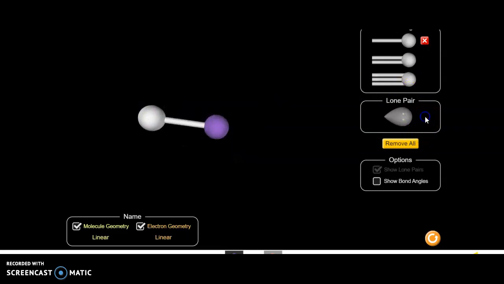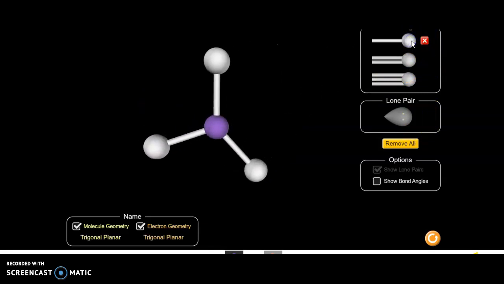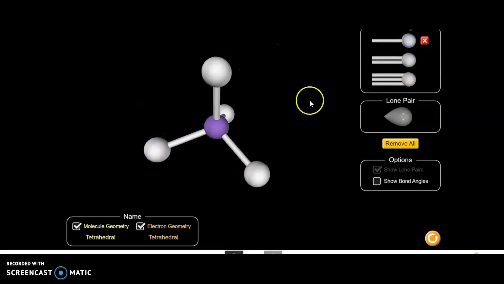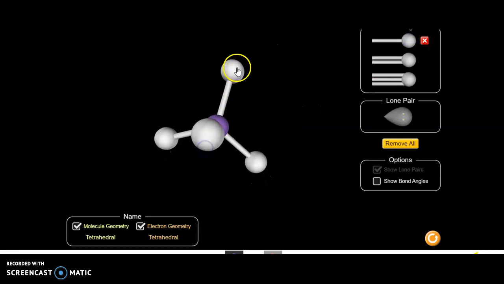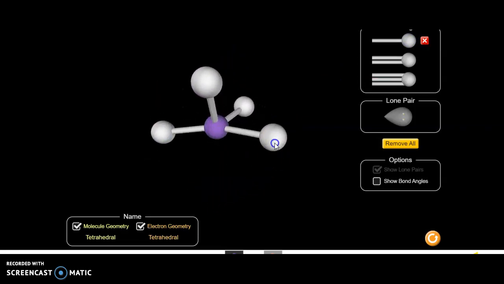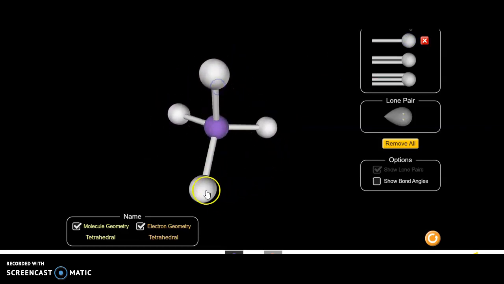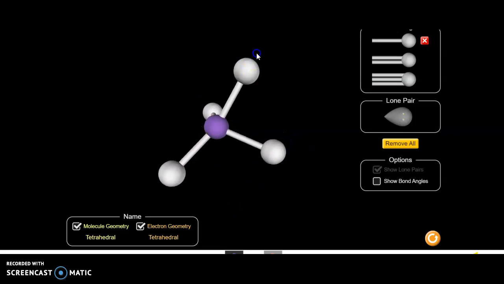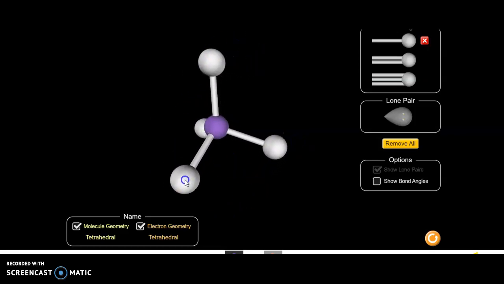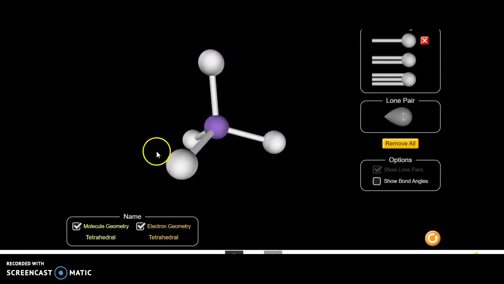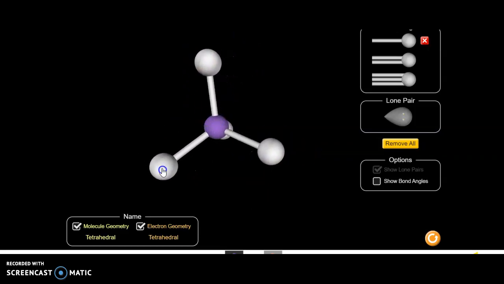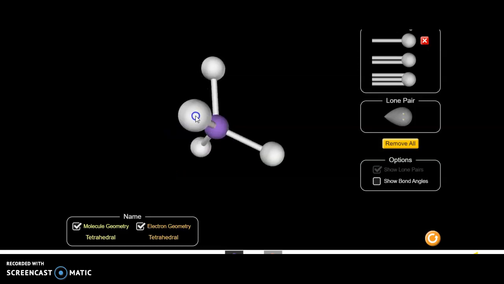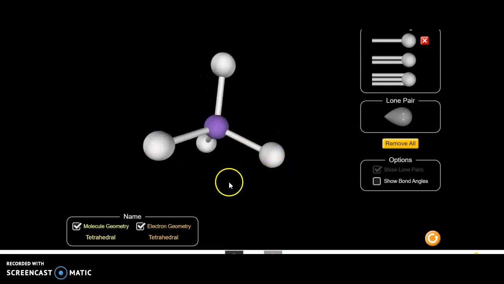Alright, let's get the lone pairs off of there. Okay, let's add this fourth, and that makes this a tetrahedron. Okay, and you can see that this almost looks like a pyramid if you connected the lines and everything to each other. It's called a tetrahedron because if you connected all the endpoints to each other, they make a four-sided figure, so that's where the tetra part comes from.